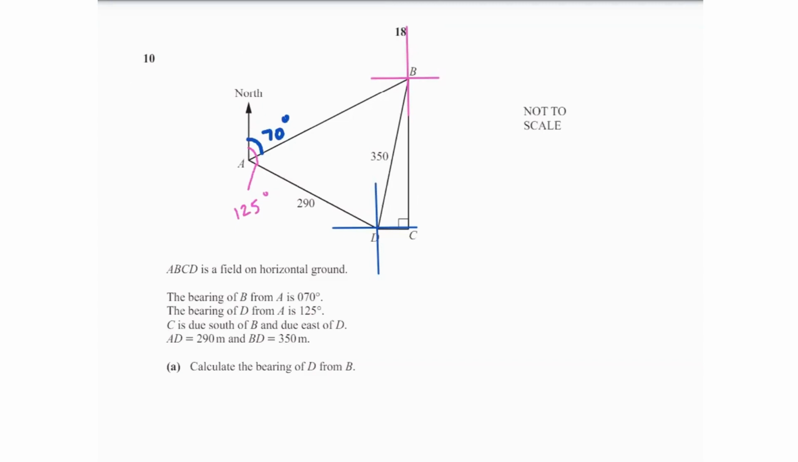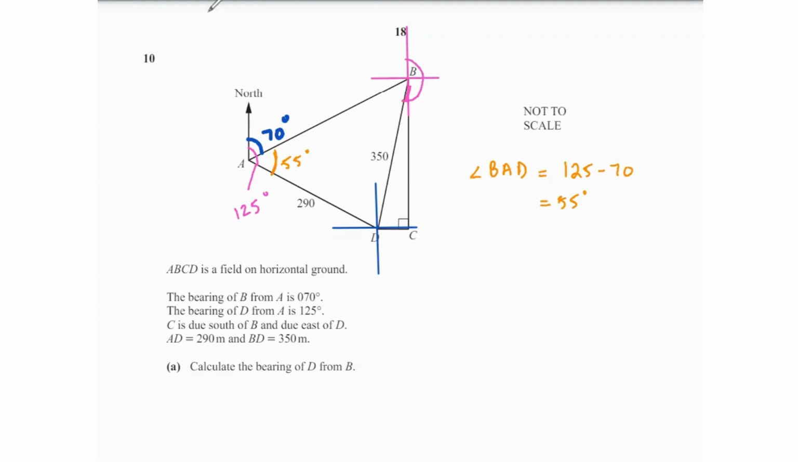Bearing of D from B, so that's all of this angle. So what we need to do is find this tiny pink angle first. Before that, we find this angle over here. So angle BAD will be 125 minus 70, and that gives us 55 degrees. So this is 55 degrees.